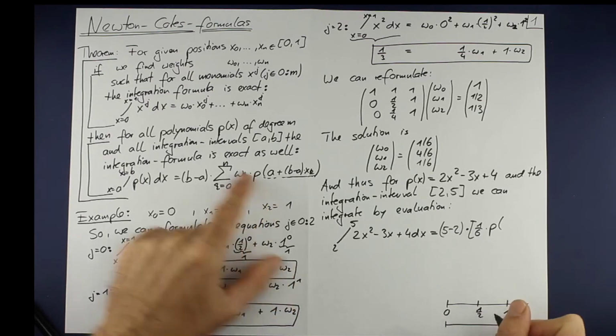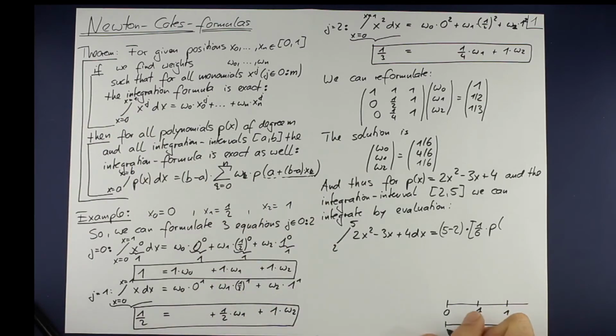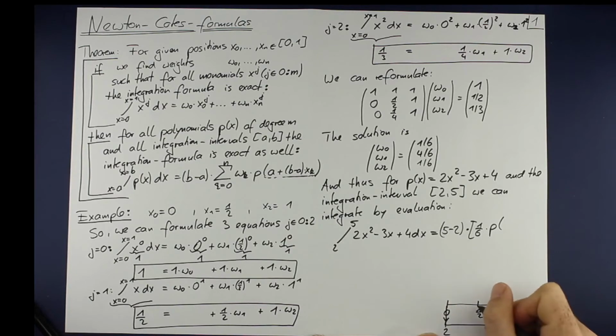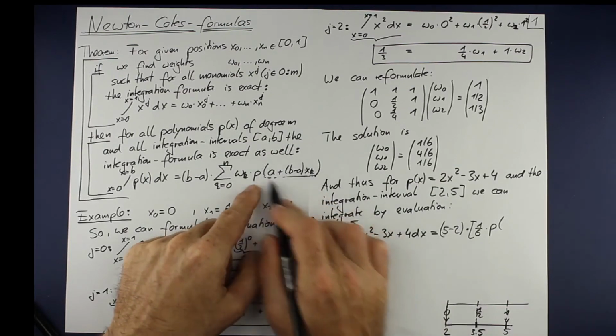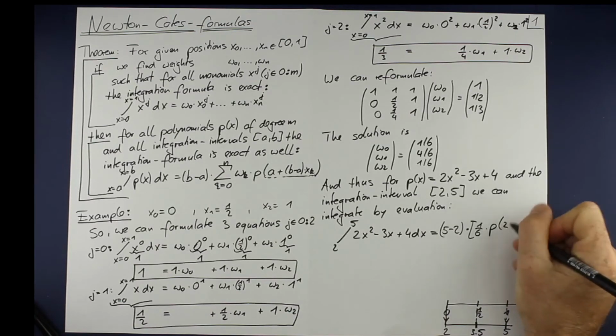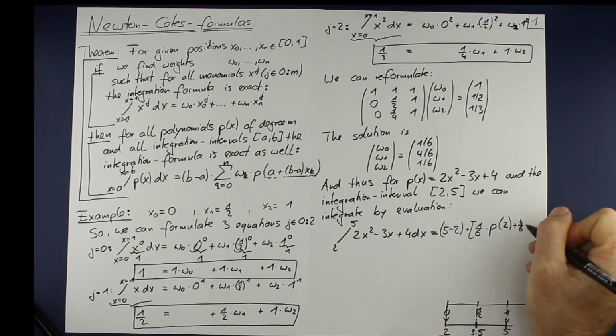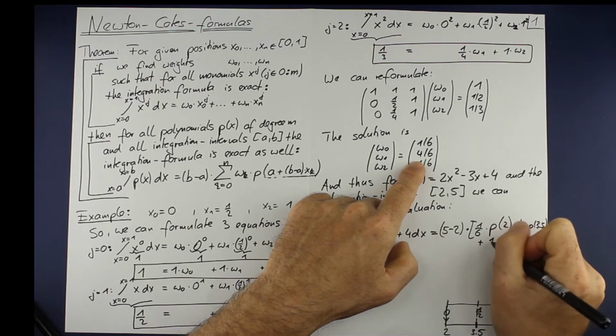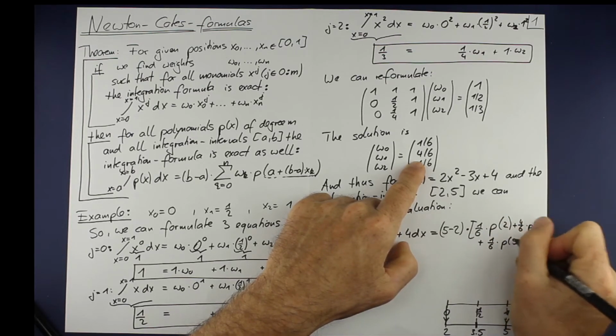This is our integration interval here. And then we adapt to this integration interval. And that in between means also take the value exactly in between. And that is 3.5. You can get to 3.5 and 5 also by applying that, but that's what is behind that. So it's p of 2 plus 4 divided by 6, the second weight, times p of 3.5 plus 1 divided by 6 times p at the position 5.